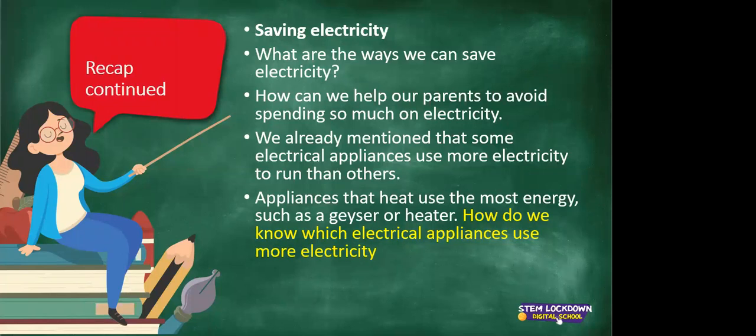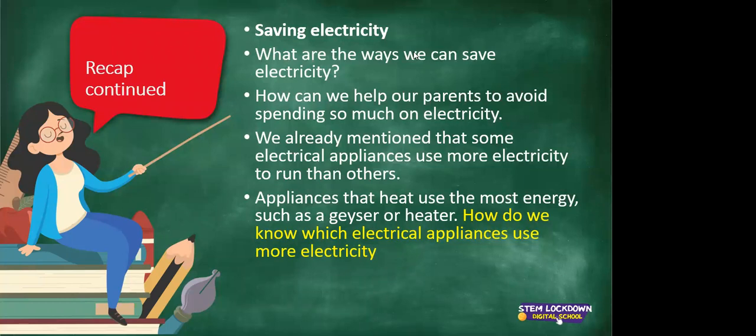Now, this is just a recap question. How do we know which electrical appliance uses more electricity? How do you know that your TV set is using the most electricity, or your kettle, or your microwave, or your dishwasher? How do you know that it is using the most electricity? We've got Ninja saying read the sticker. Very good. The sticker at the back usually tells you how many watts it contains.